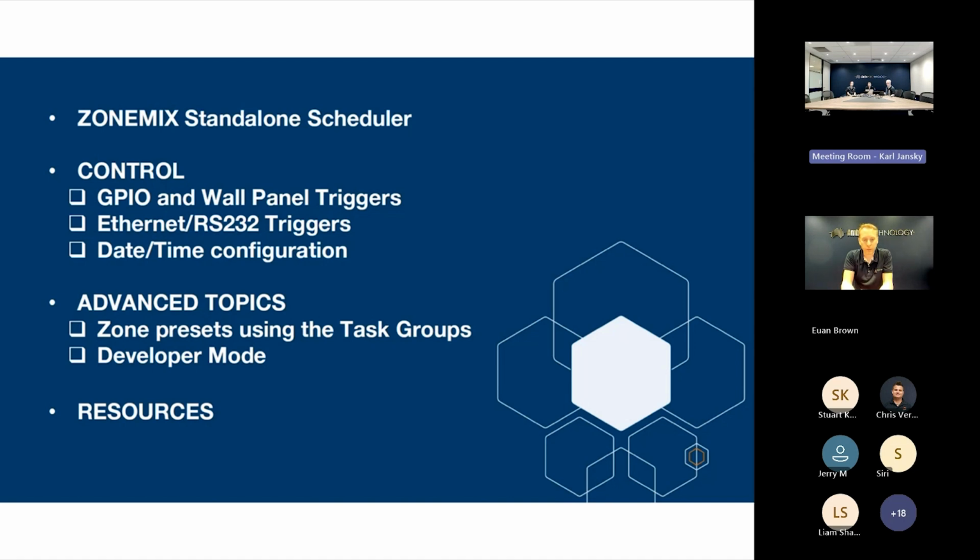We'll then go into some advanced topics on how to use the task scheduler for doing zone presets. So that is different to global presets. This allows you to then trigger for one zone, make multiple volume changes, play a message, that type of thing, but specific to a zone, and that's using the task scheduler. And finally, into some developer information and then some resources at the end.